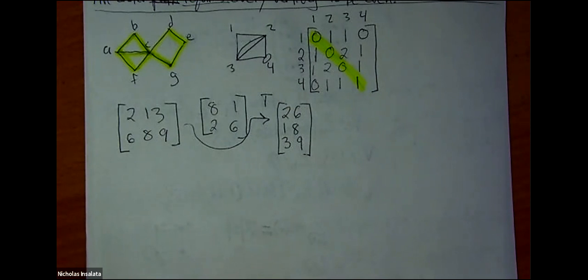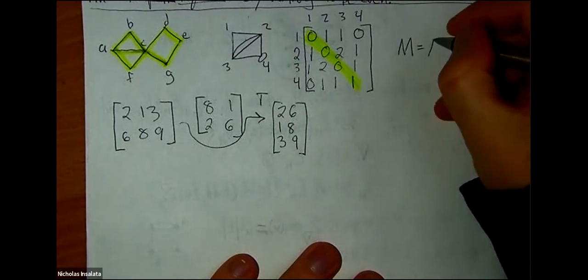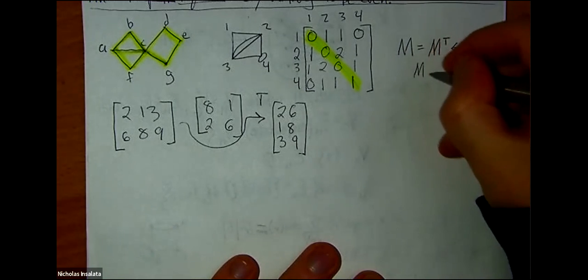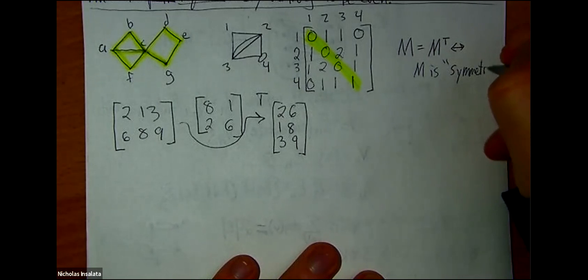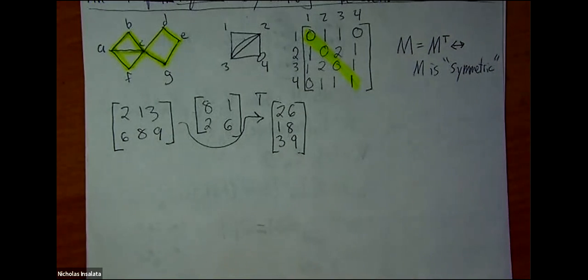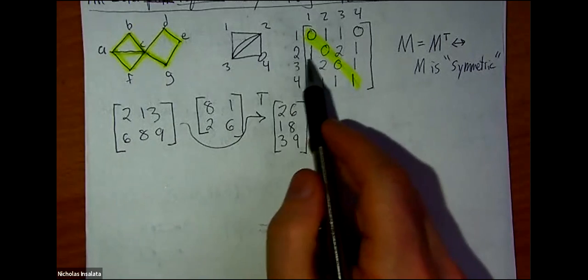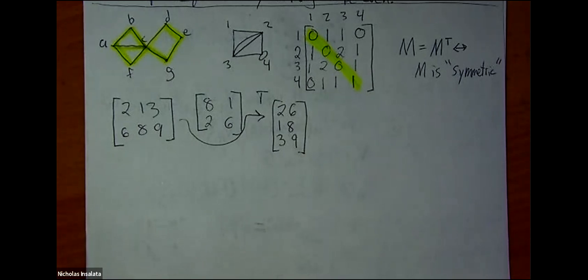So how could we define a diagonally symmetric matrix in terms of the transpose? Good, they're equal, right? If a matrix equals the transpose of that matrix, that's true if and only if M is what's called symmetric. Cool. Okay. And every adjacency matrix from a graph must be symmetric. Why is that?